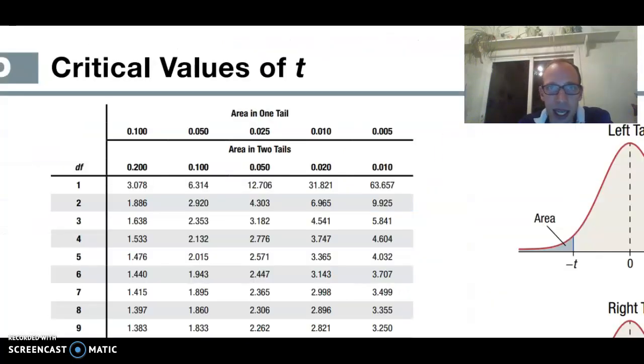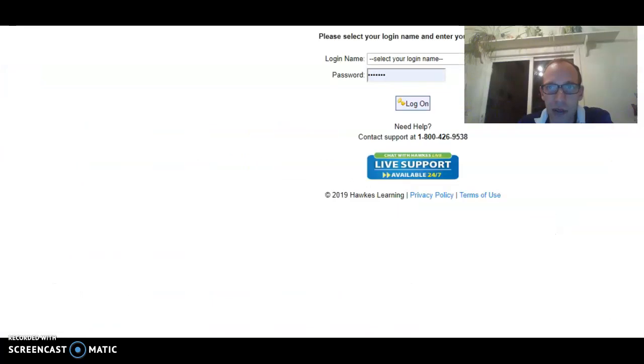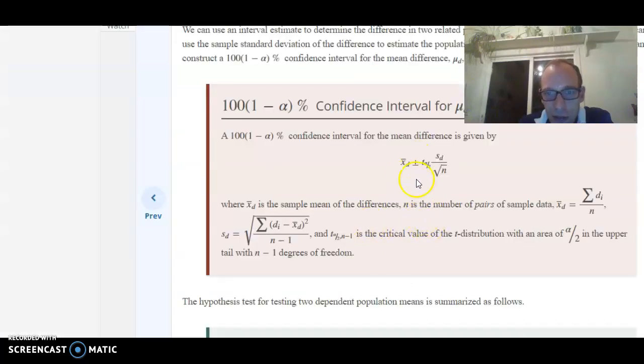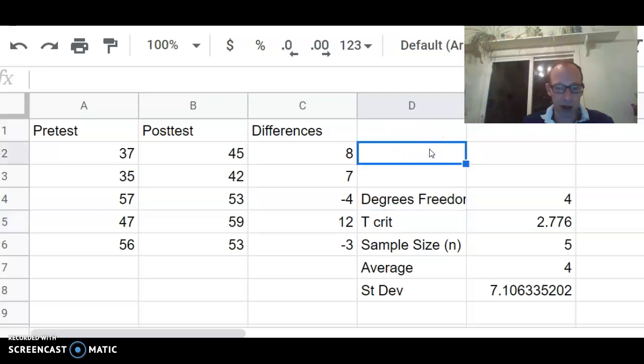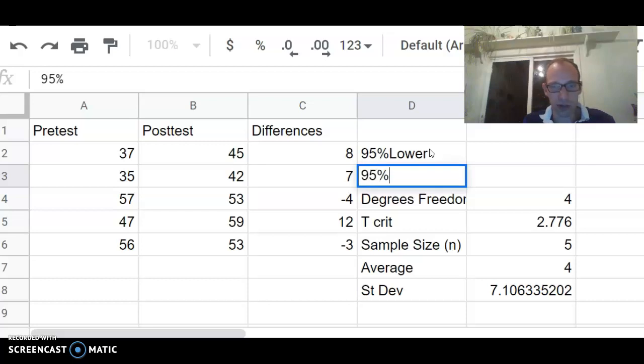So we basically have everything taken care of here. We have our mean plus or minus this critical t-value times the sample standard deviation divided by the square root of sample size. So let's get that here. Maybe I'll call this 95% lower, 95% upper.